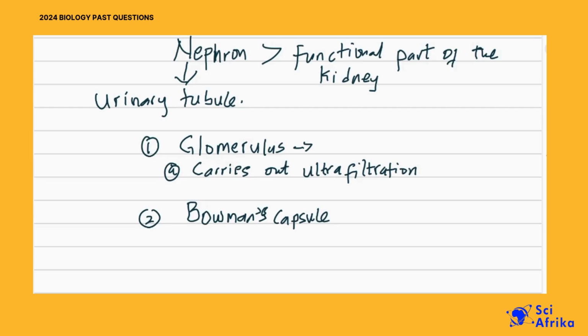Or you can also say, this is the B part, it filters the blood passing through it. So any of these is correct. We can either say it carries out ultrafiltration, or we can mention the meaning of ultrafiltration by saying filtering the blood passing through it. Any of these two is a good point for the function of the glomerulus.